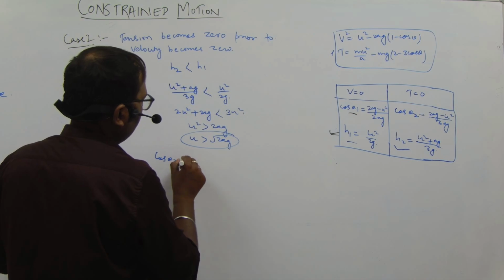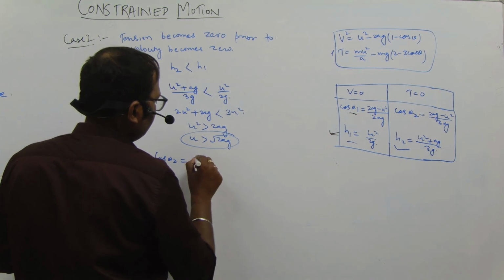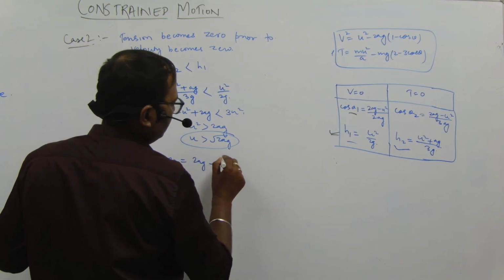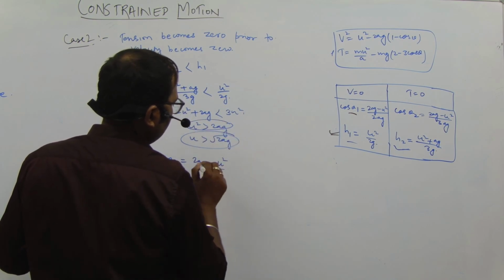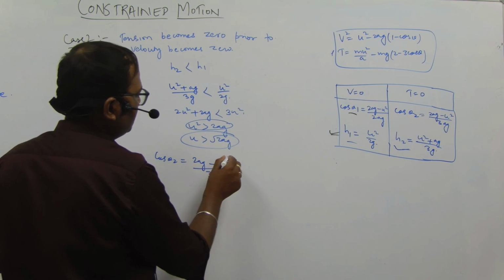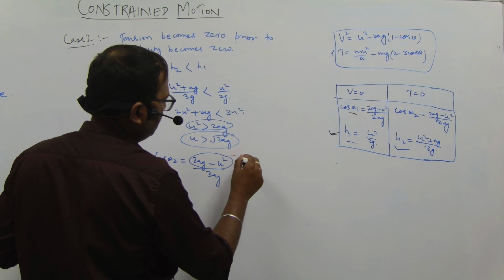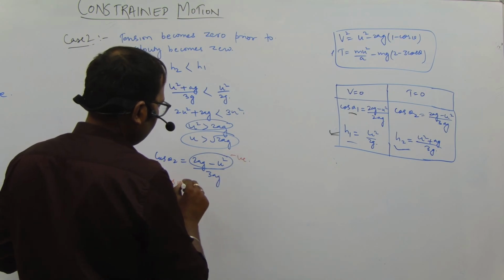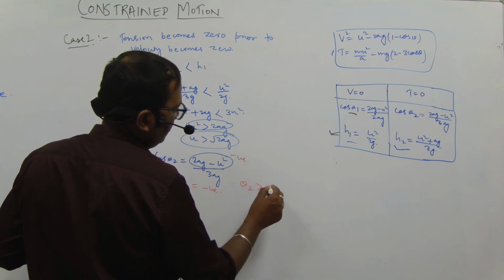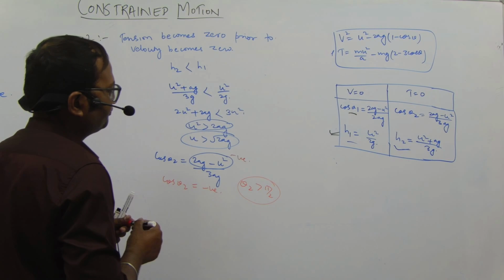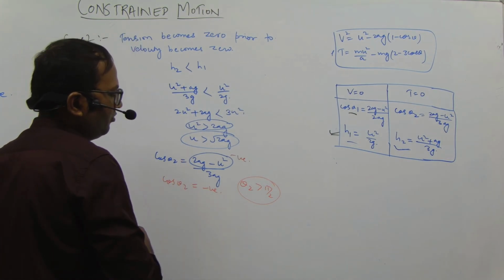So theta 2 is the angle at which tension becomes 0. We have cos theta 2 equal to (2ag minus u square) upon 3ag. Since u square is greater than 2ag, this value is negative. So cos theta 2 is negative, which means theta 2 is greater than pi by 2. So theta 2 will lie on a point above the point B.